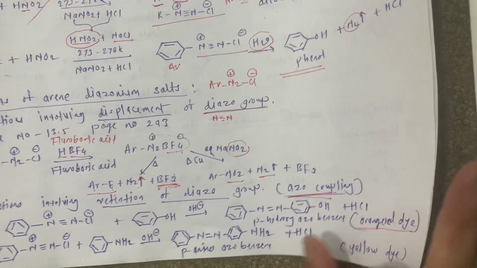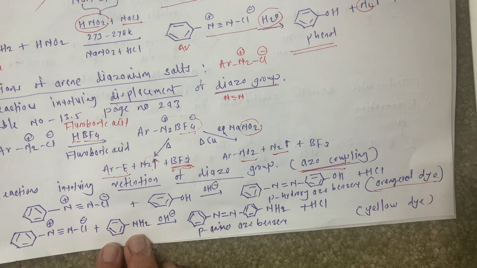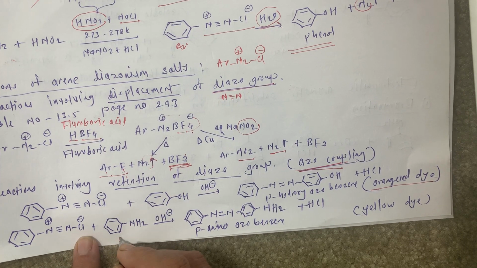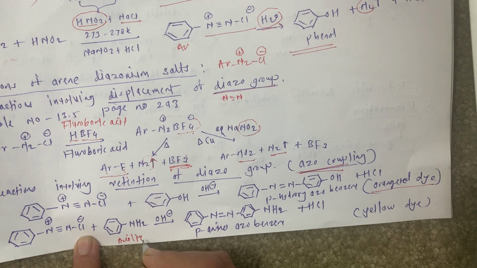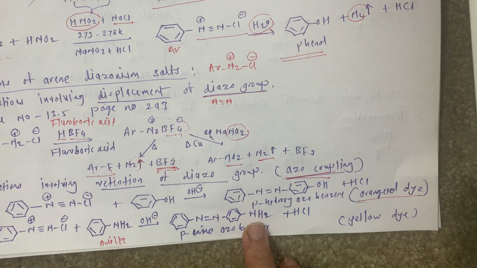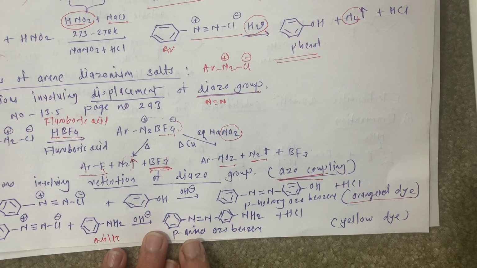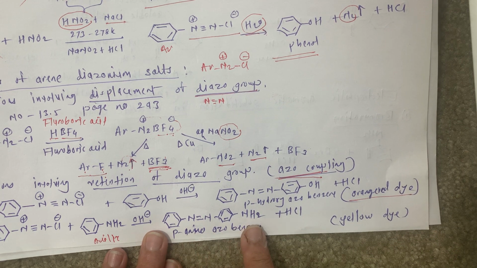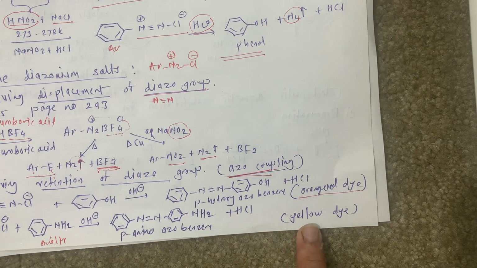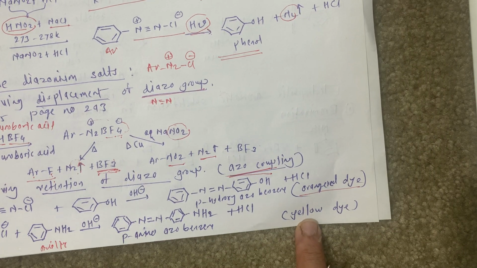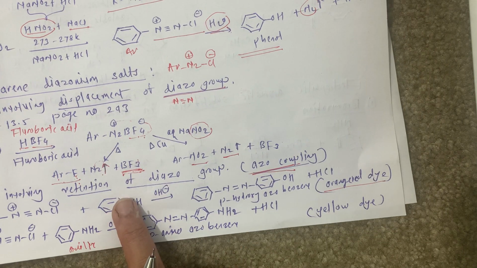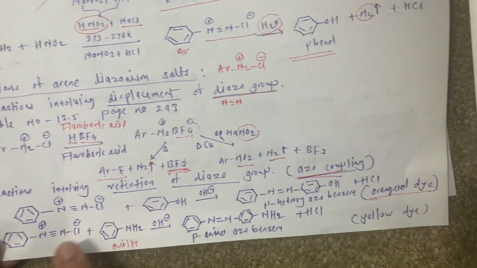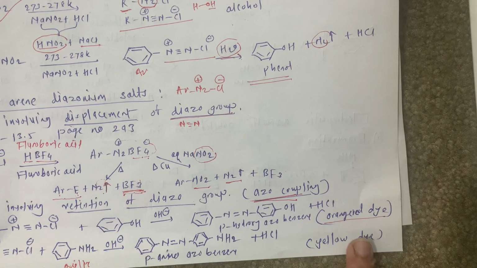Okay, but if we change this phenol to aniline, this is our aniline, then the product is different, and this product is known as para-amino-azobenzene, and it shows yellow color. This is important. When we use phenol with the diazonium salt, orange red dye. When aniline is used with the diazonium salt, yellow dye.